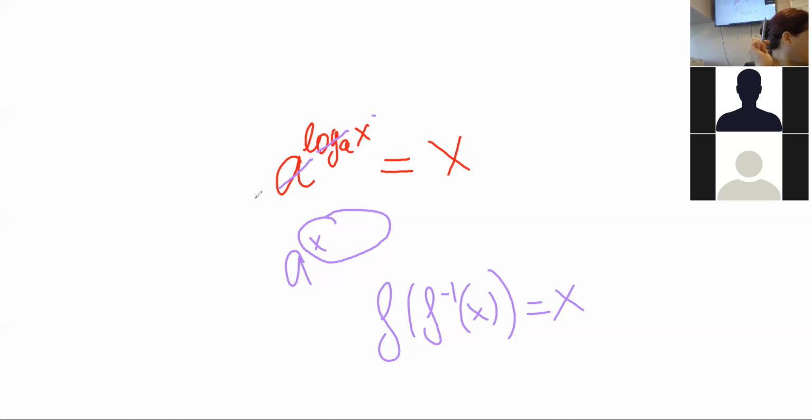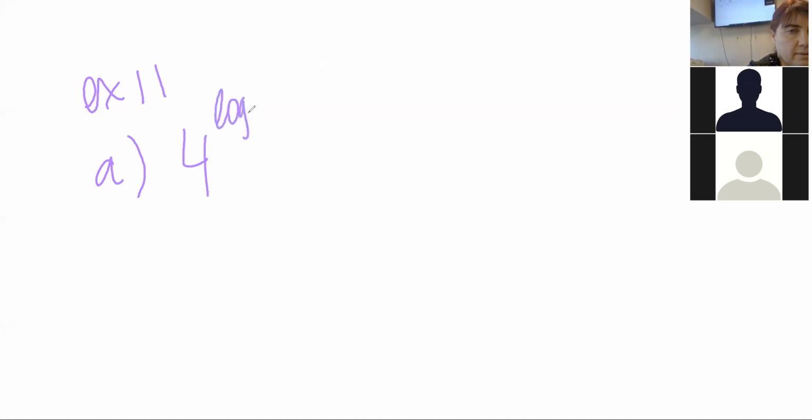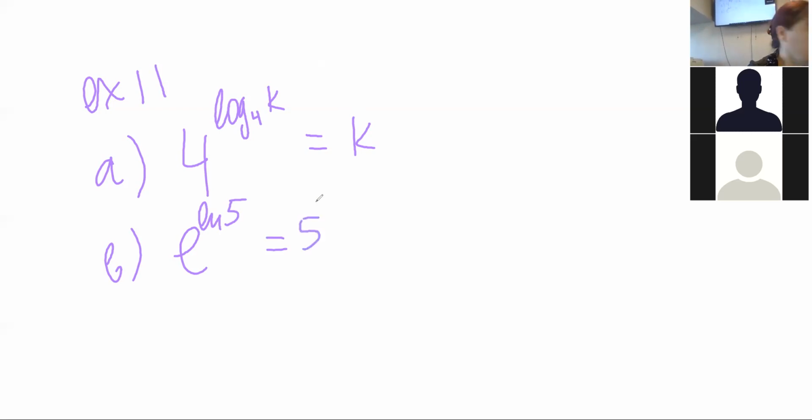So let's look at example 11. You can do example 11. Let's do A. What is the answer for A? Okay, the answer is k. How about B? What's the answer for B? Okay. And how about C?